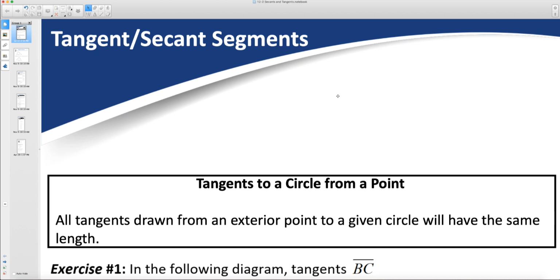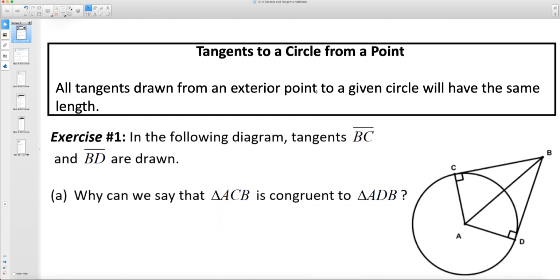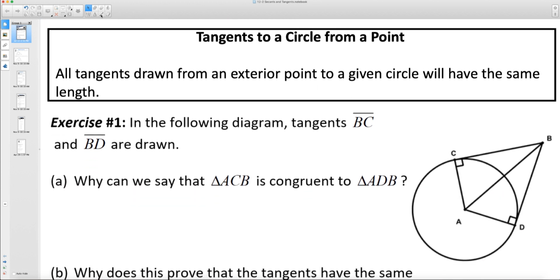So today we're going to take a look at a couple more segment rules within our circles. The first one is going to be tangents drawn to the same external point. And the rule here is that all tangents drawn from the same external point will have the same length, and they'll essentially be congruent. The proof for why that is as follows.